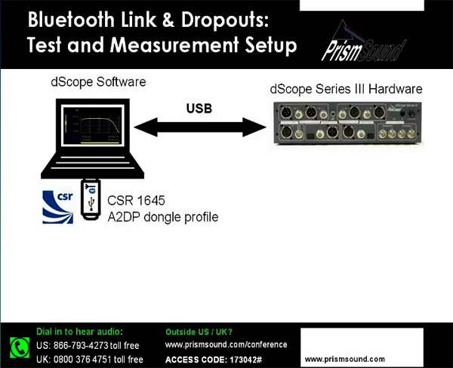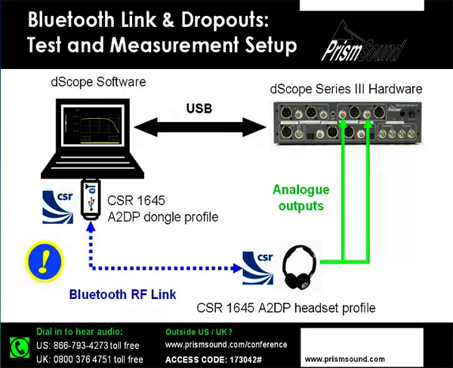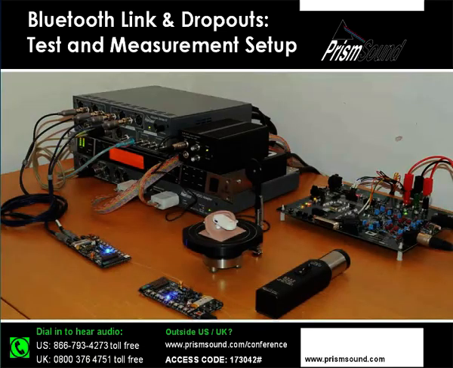And I'll show you how to do that in just a second. So this is the source end. We're going to be transmitting a stereo audio stream to a second Bluetooth board, this time running a headset profile, and I'm going to take the analog outputs from that particular board in order to make my measurements. So here is the tester measurement setup.